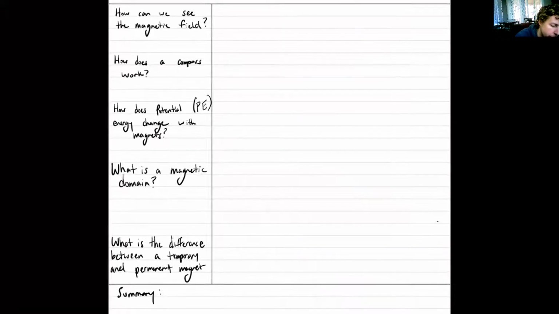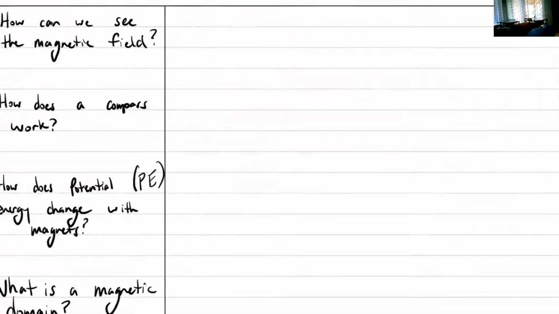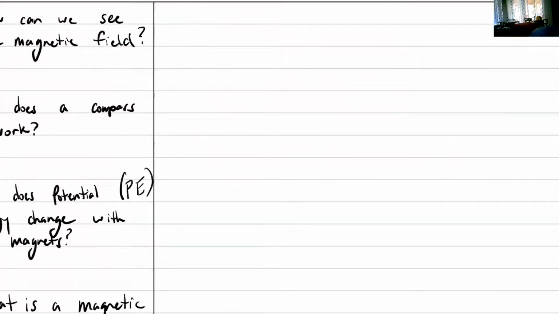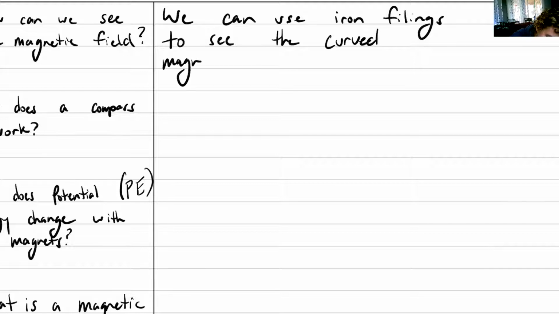So I'm just going to show you how you're going to do your notes today. You're going to try to draw a picture in your notes. And again, always try to summarize what you wrote and put it in as short of an answer as possible. So how can we see the magnetic field? We can use iron filings or small pieces of iron to see the curved magnetic field lines.